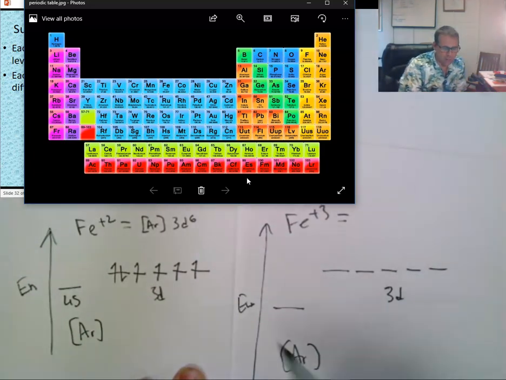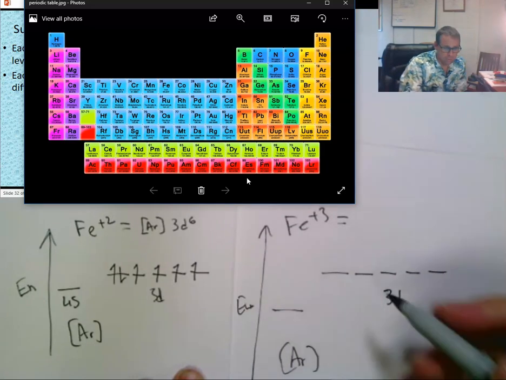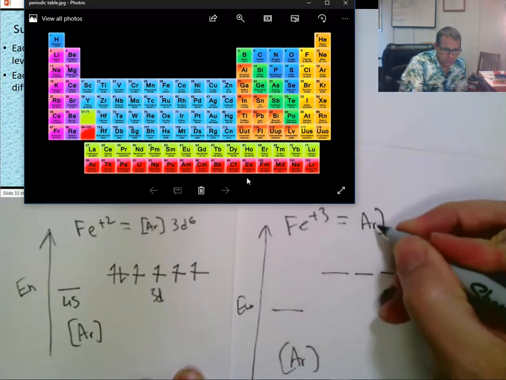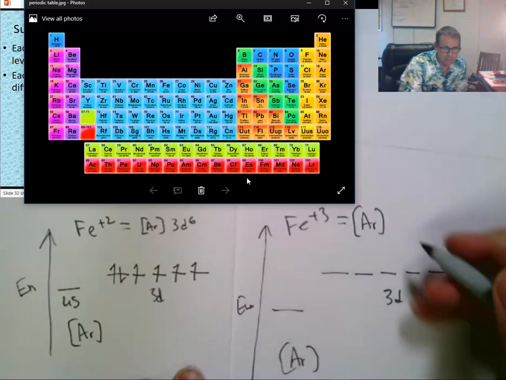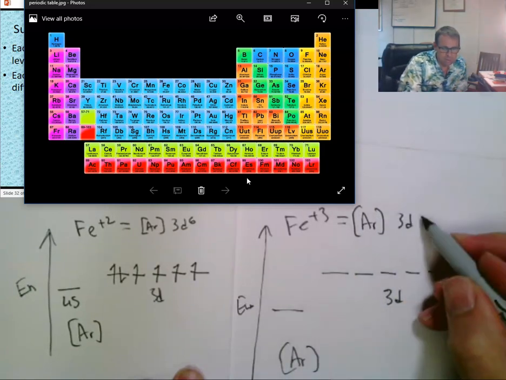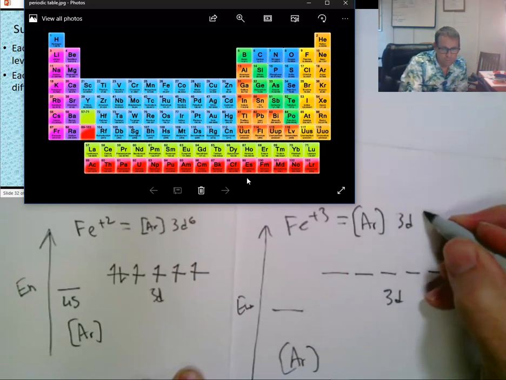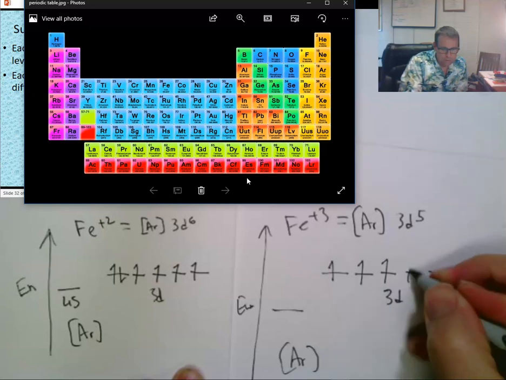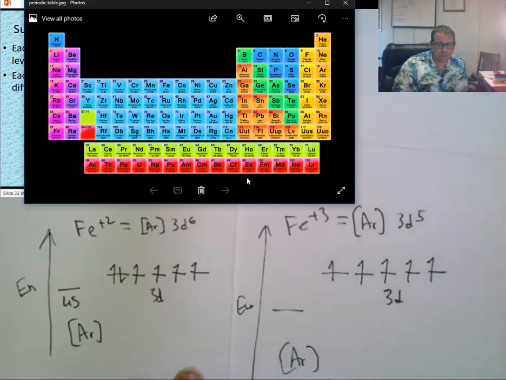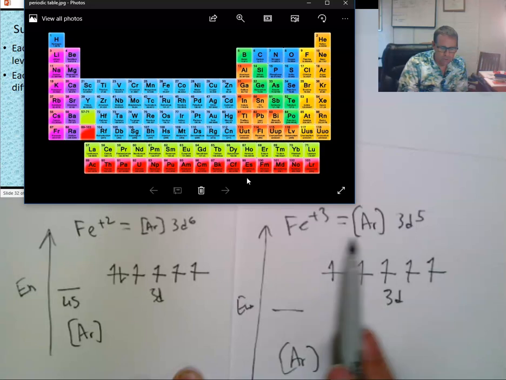So iron +3 would result in, again, the argon core. And what would I have left here if I now lost 3 electrons? 3d what, Koa? 3d5. Very good. 1, 2, 3, 4, 5. Doesn't that just feel good when you see that compared to this? It just looks so much prettier without that extra electron there.